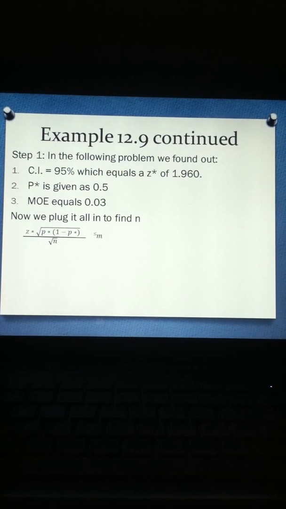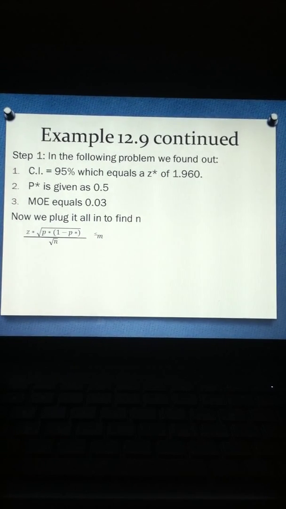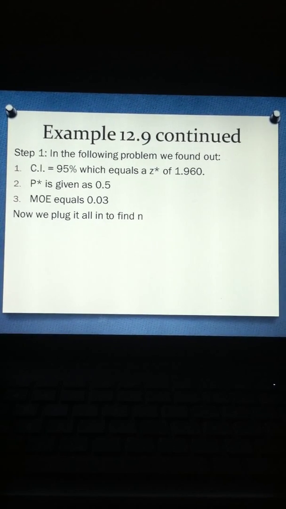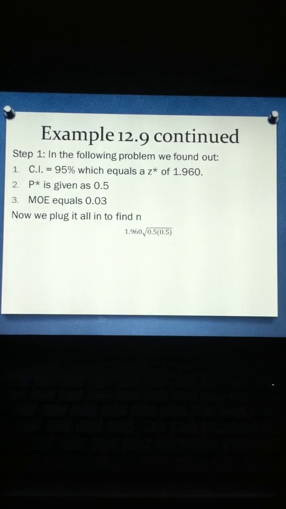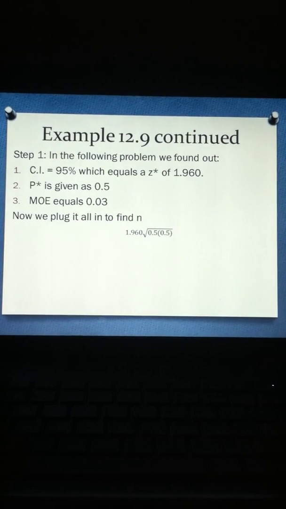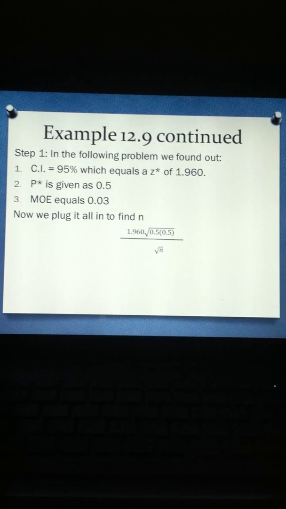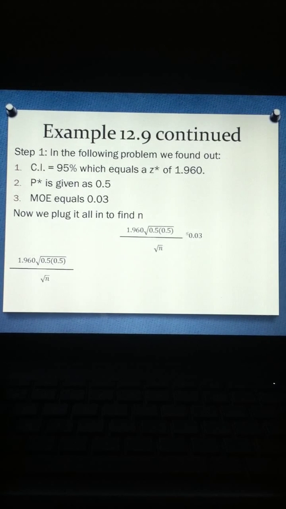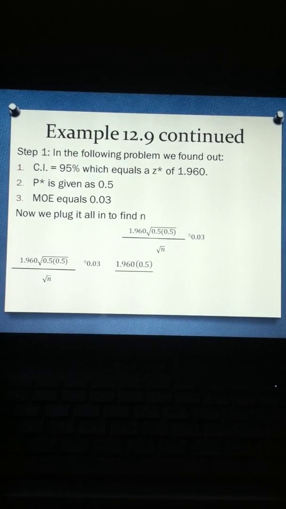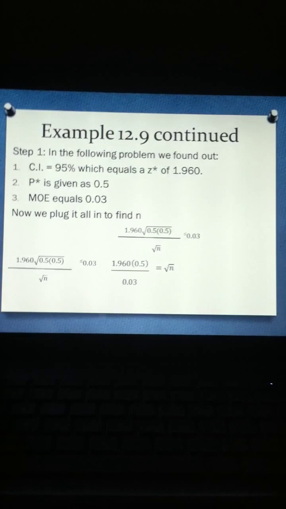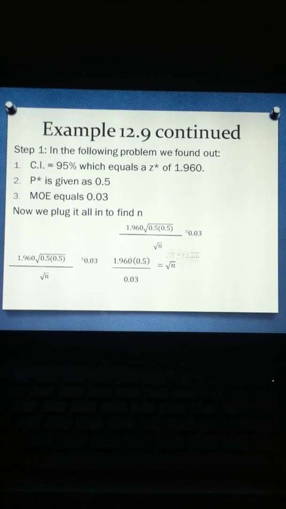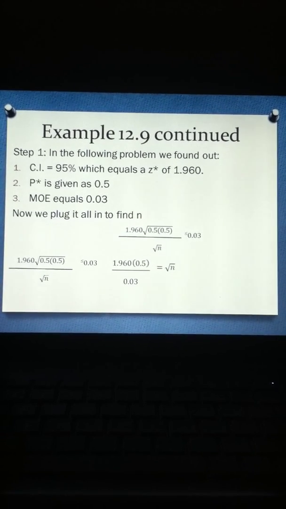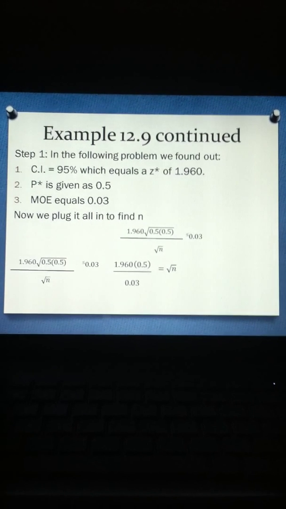Z star times the square root of P star times 1 minus P star, all over the square root of n, is less than or equal to m. So now we plug it in. 1.960 times the square root of 0.5 times 0.5, all over the square root of n, is less than or equal to 0.03. Now we must multiply by the square root of n and divide by 0.03 on both sides. 1.960 times 0.5 divided by 0.03 equals the square root of n.